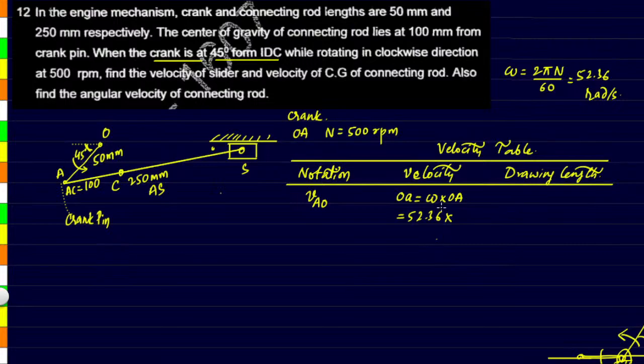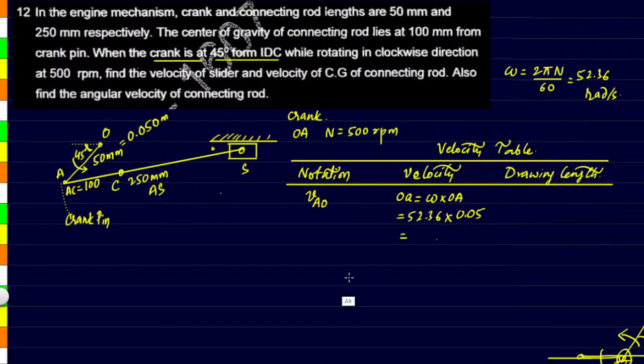So 52.36, that is omega, and OA length, that is 50 mm. Now this 50 mm we will need to convert into meters, because we will use the value in meters only. Milli means 10 power minus 3. When you multiply with 50, you will get 0.050 meters, so 0.05. This will give us the actual velocity.